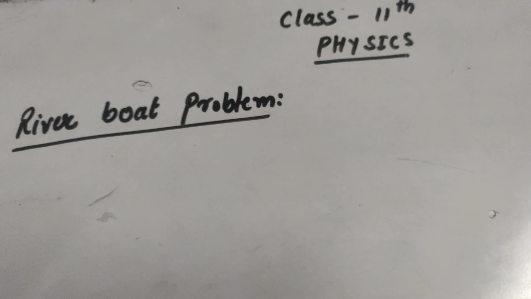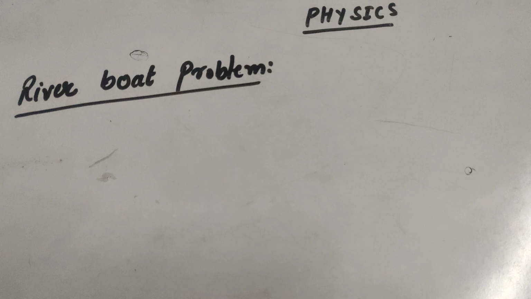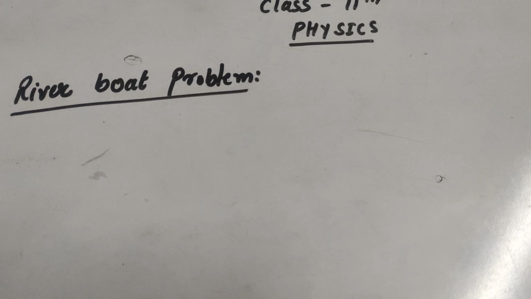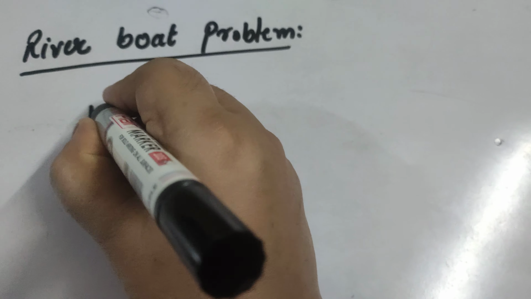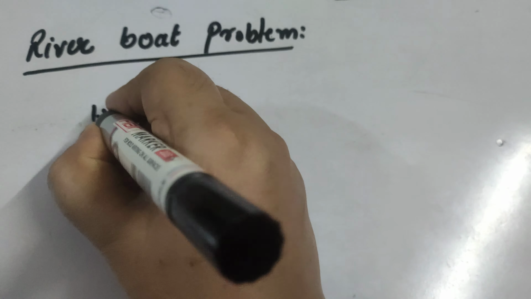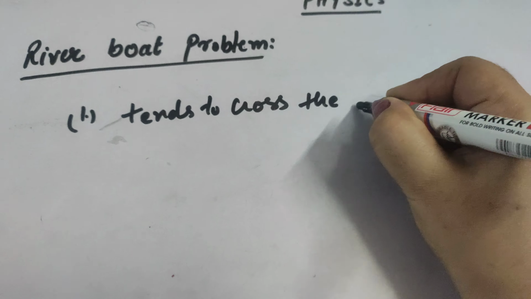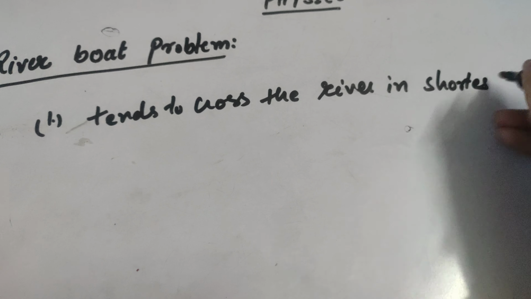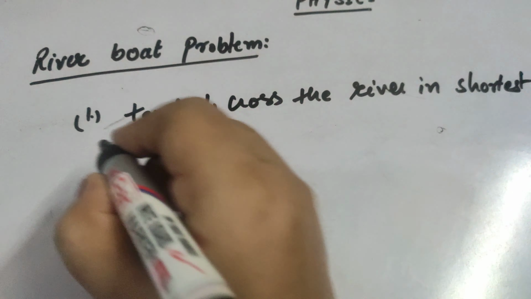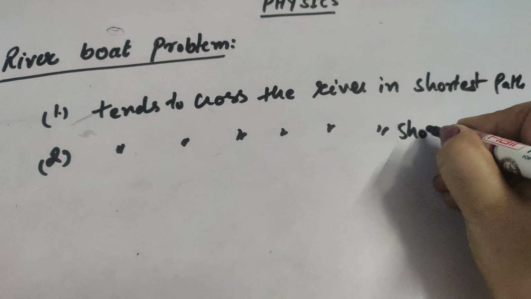Dear student, in this video we will study the river boat problem, which is a very important problem. Now in this case a boat tends to cross the river, and there may be two situations. The first one is the boat tends to cross the river in the shortest path, and the second is the boat tends to cross the river in the shortest time.